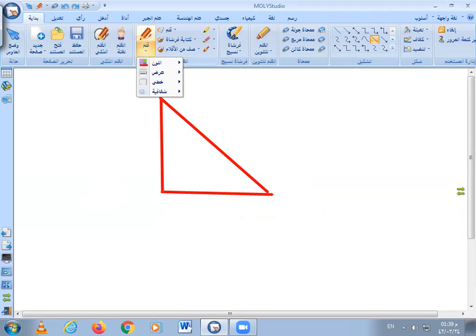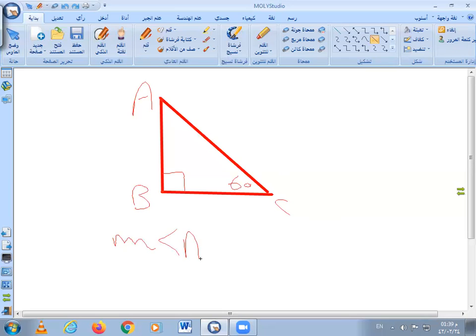For example, if we have a triangle like this, A, B, C, we have measure of angle B equal 90 degrees. This is the symbol of the right angle. And we have here measure of angle C, for example, 60 degrees. He asked me to find measure of angle A.